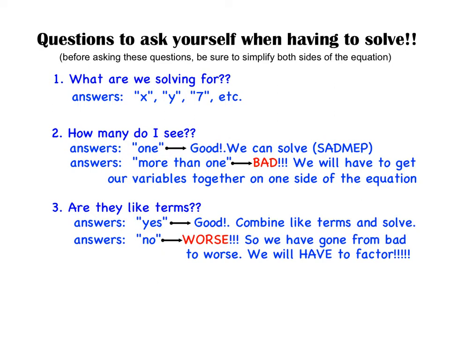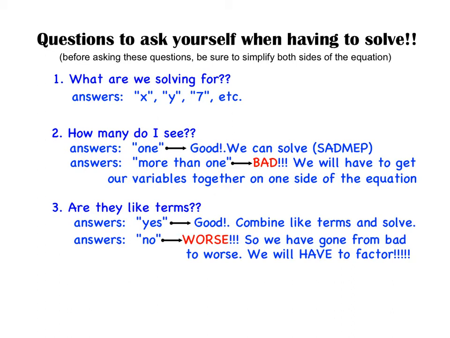And once you answer that question, you ask yourself, well, how many of those letters, or numbers, I guess, do I see? If you see 1, then we're good. We can go ahead and solve. And you'll see that I put SADMEP there. It's kind of PEMDAS in reverse, because that's solving. PEMDAS is when there's no equal sign. SADMEP is when there is an equal sign. All right. So if you see 1x, let's say that we're solving for x, you only see 1 in the whole equation. That's good. We can go ahead and solve that just by doing the inverse operations, moving stuff around, and boom, we have an answer.